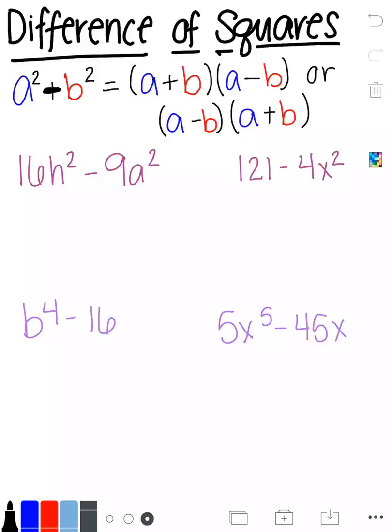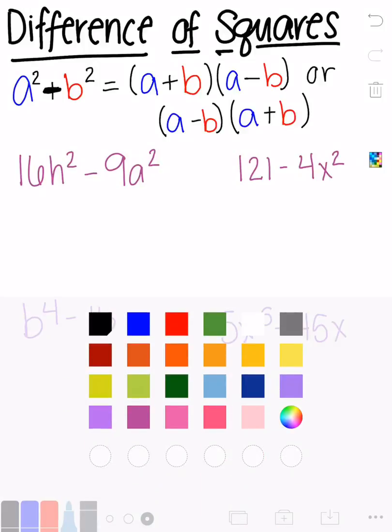So today we're going to talk about the difference of squares, which is factoring binomials that are the difference of squares. So we're going to first look at the formula, the reason why. It's a squared minus b squared, and that equals a plus b times a minus b, or a minus b times a plus b. So we're just going to look at some examples of how we factor this.